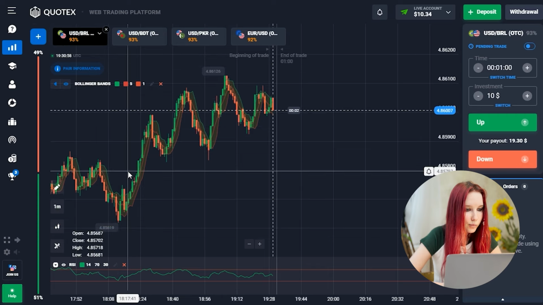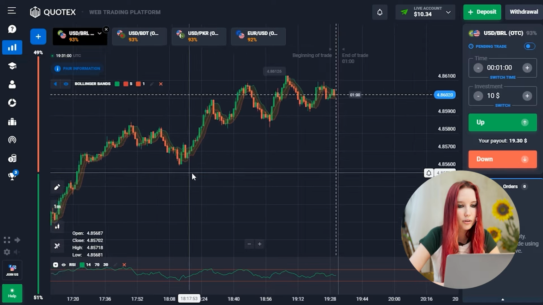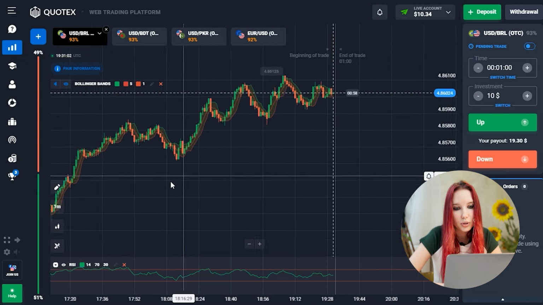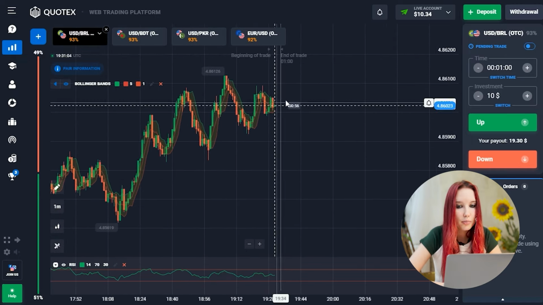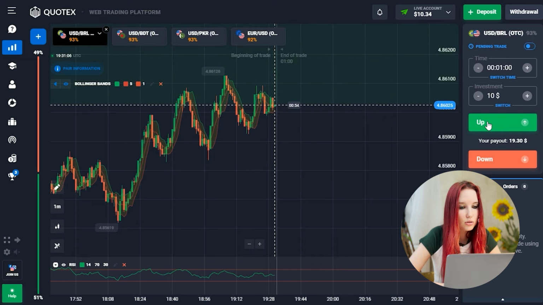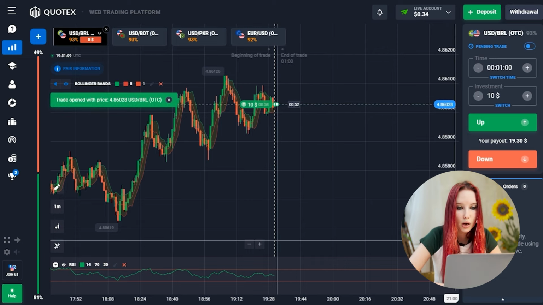Currency pairs have been added. Let's move on to the very first one. I see an uptrend on this currency pair. And as we can see, the candlesticks are above the middle line of the Bollinger Bands, so my first trade will be up.